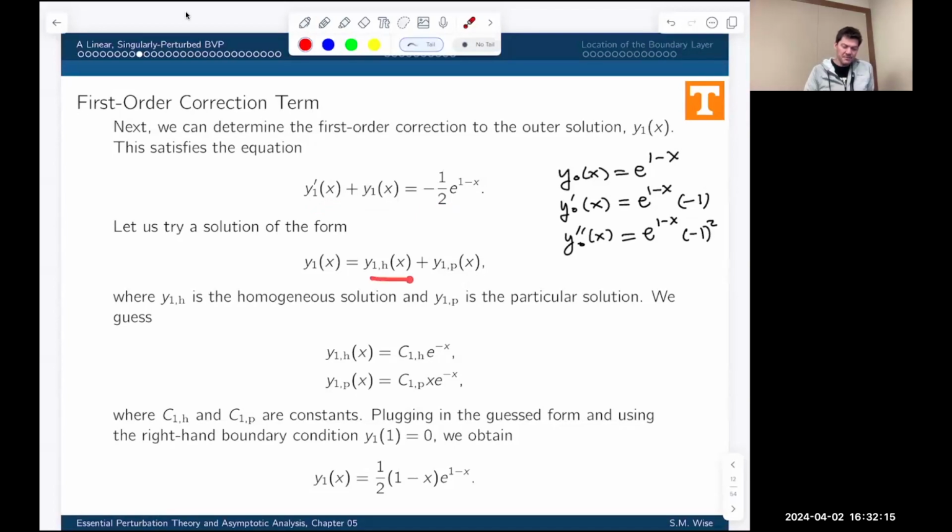And I'm going to try a homogeneous part and a particular part for this. The homogeneous part, that's just the solution to this set equal to 0. That's exactly the same as it was in the leading order term. So that's just going to be a constant times e to the minus x. Now, for the particular solution part, we're going to guess the following form. Because this is something a bit more complicated over here, we're going to guess C1P, a constant for the particular solution, times x times e to the minus x. Now, the reason we have to do this is because this is essentially a constant times the homogeneous solution already.